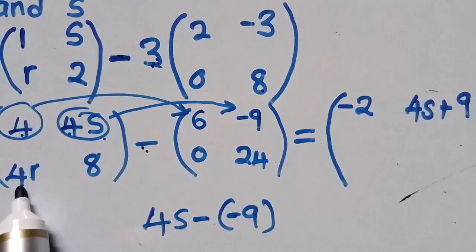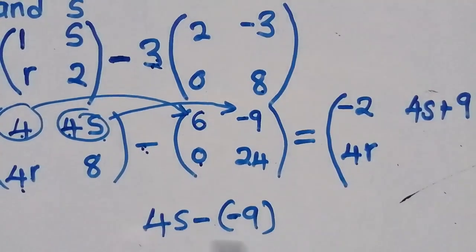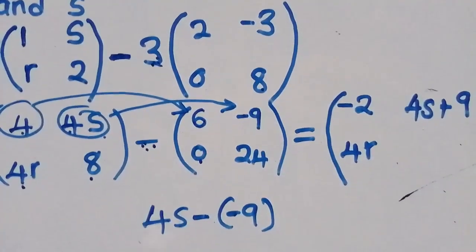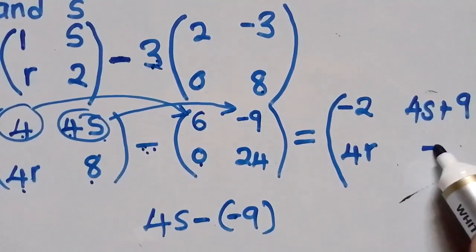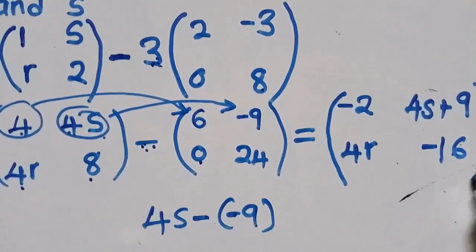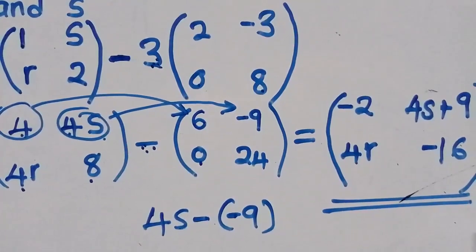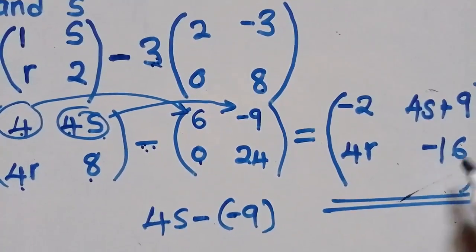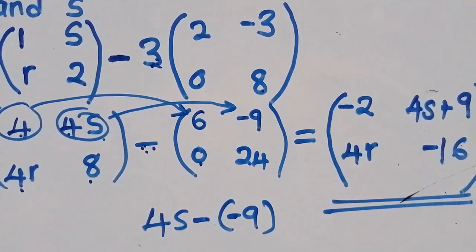Then we go to 4r minus 0. It is 4r. 8 minus 24, what are you going to get? You are going to get negative 16. So this is your answer for the first question. You've expressed 4m minus 3n in terms of r and s. We are just able to see r and s. These are the procedures that you need to do, and this is how you need to answer the first question.